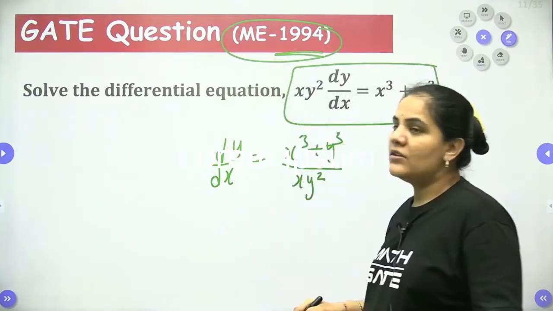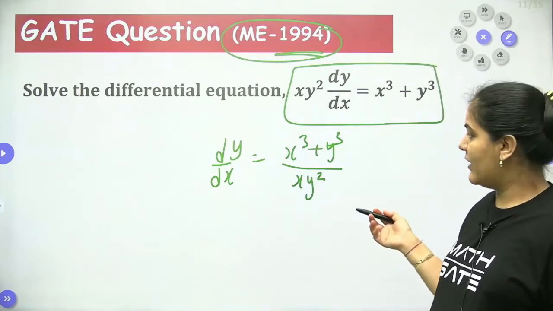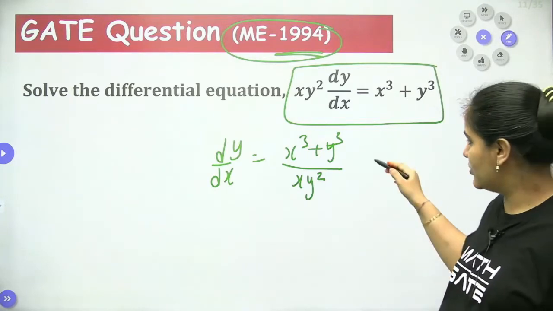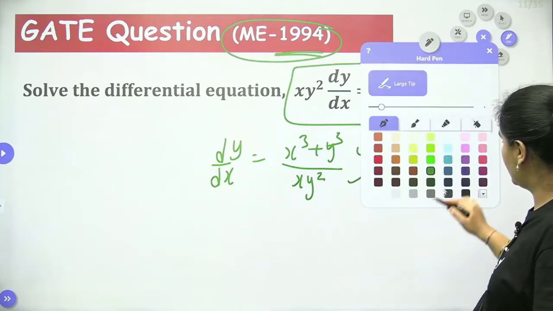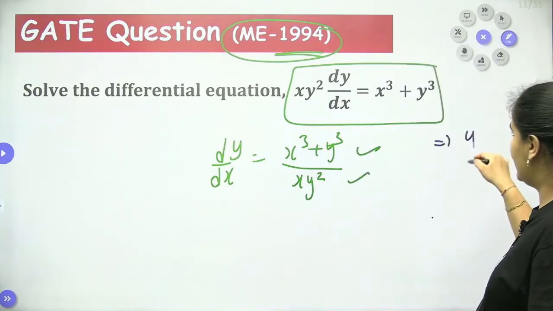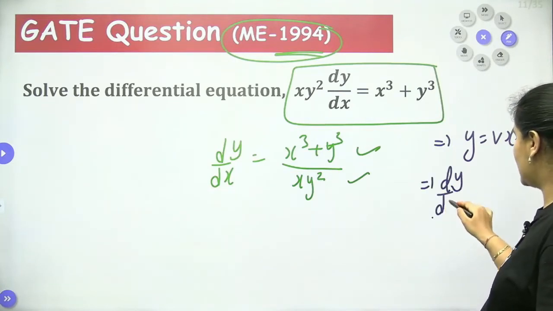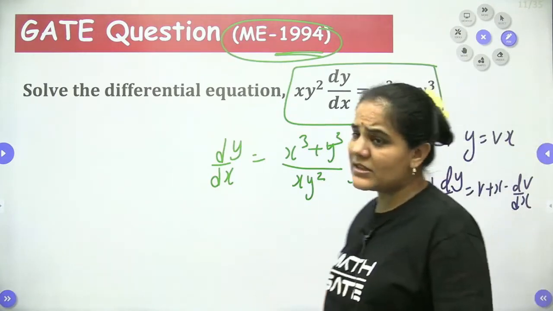Here again we don't have options, but we can easily see that we have the form of dy by dx and it's a homogeneous function. When it's a homogeneous function, we can approach directly. We have to put y equals vx. When we put it, dy by dx becomes v plus x dv by dx. So let's approach the question.